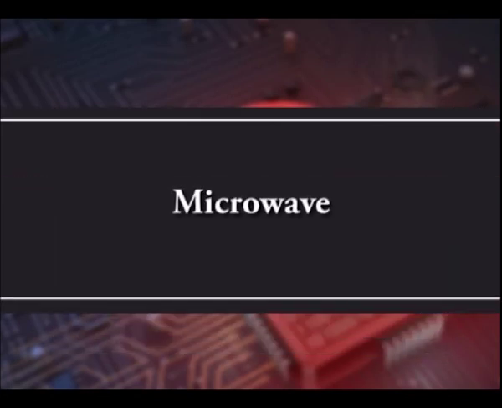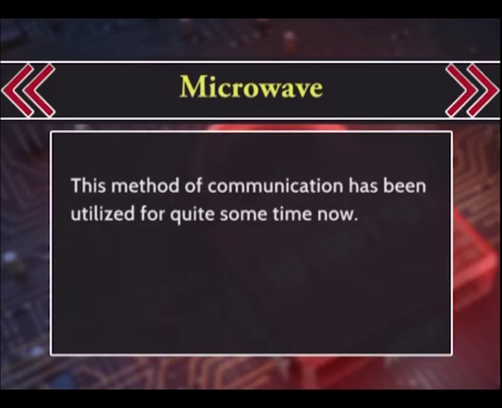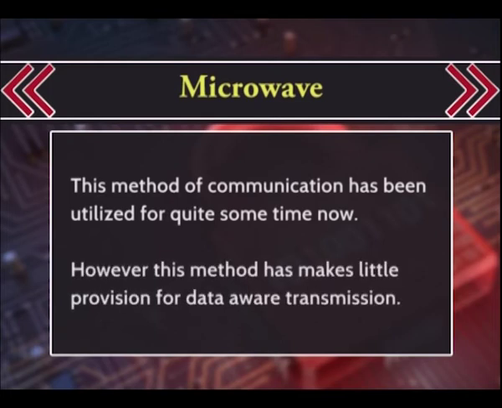Then there is the microwave. This method of communication has been utilized for quite some time now. However, this method has made little provision for data aware transmission.